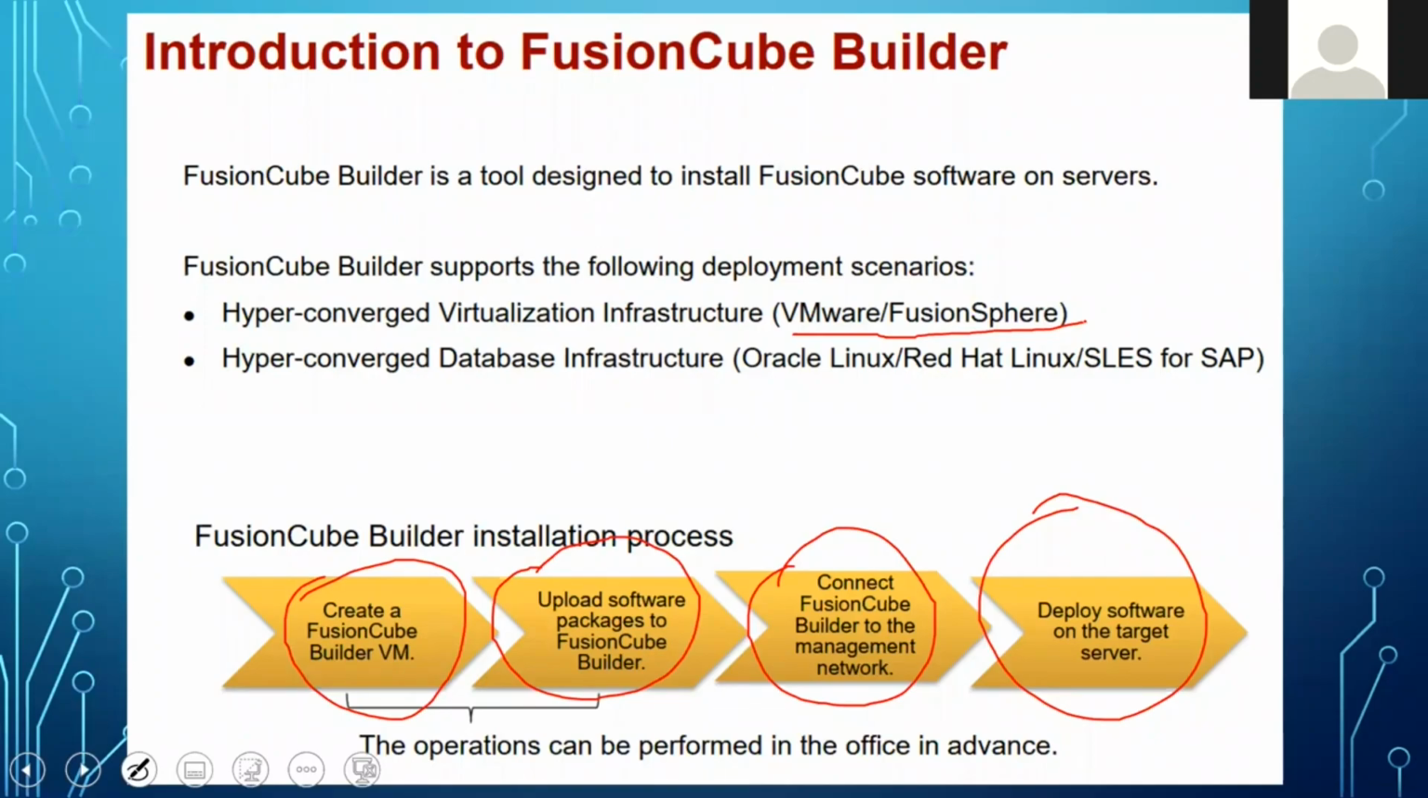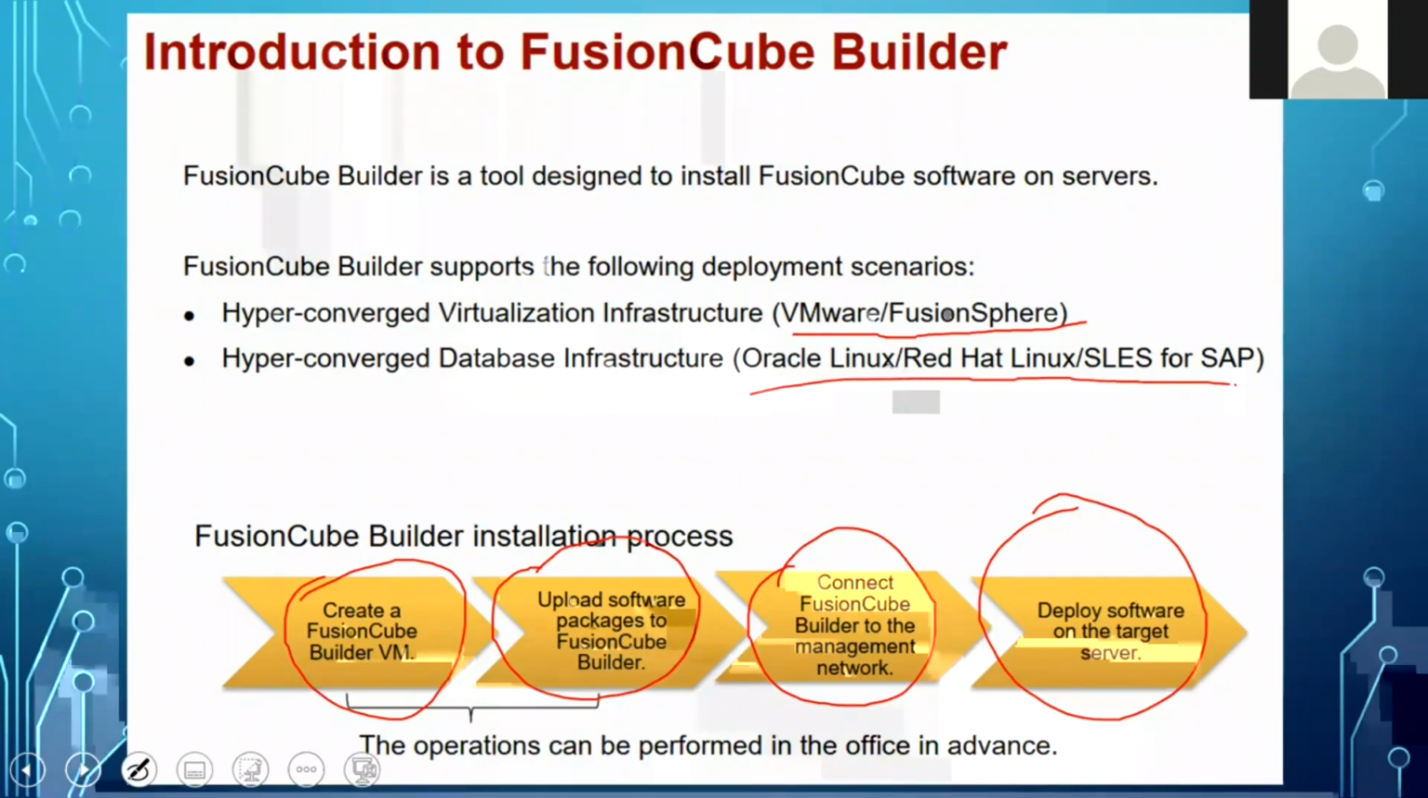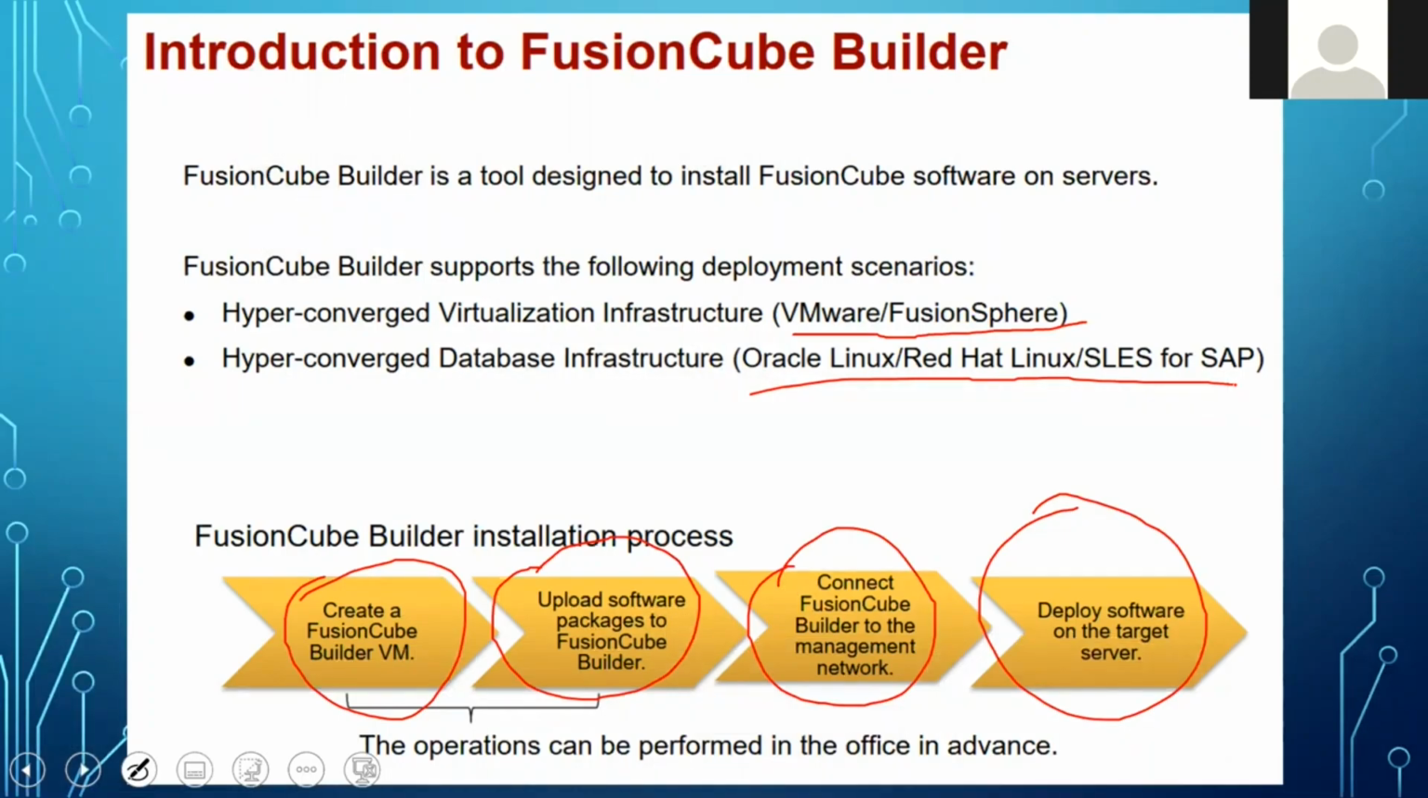The second option is the database infrastructure, using physical servers. We can install a physical server in the HCI to meet the compliance of the database software. Because in databases, you have to take care of the licenses, or maybe due to performance issues, or maybe any recommendation, if you need physical servers, you can do that as well. So the FusionCube Builder is the starting point to deploy the FusionCube SCI.